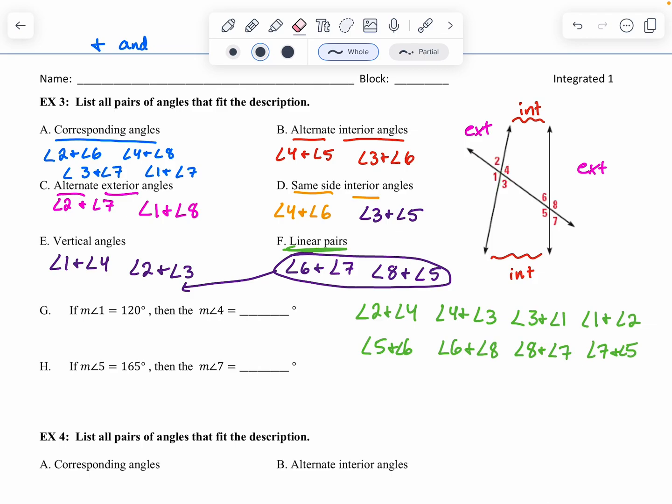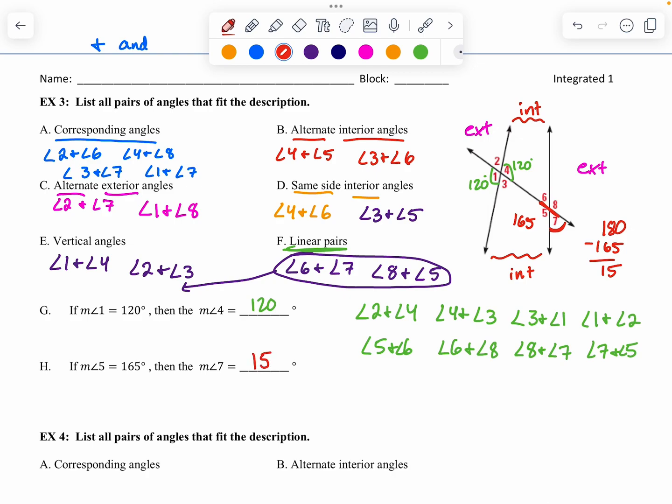Finally, for this picture, they ask us, measure of angle 1 is 120. Then what's the measure of angle 4? Well, these are vertical, so that's also going to be 120. And the other one says measure of angle 5 is 165. And what's the measure of angle 7? Ooh, those are a linear pair, so I know they've got to add up to 180. So I can do 180 minus 165, which is 15. So measure of angle 7 is 15 degrees.